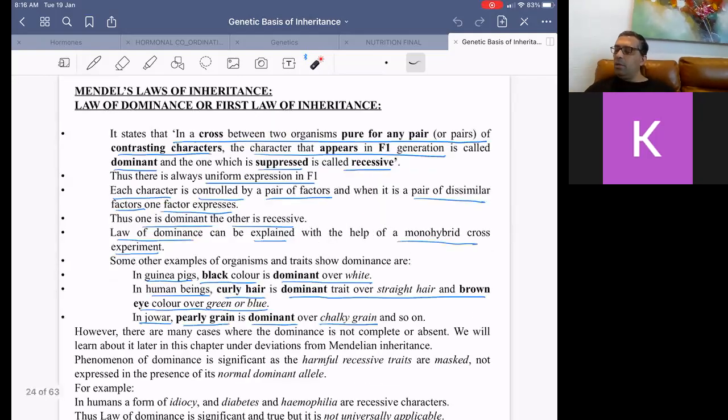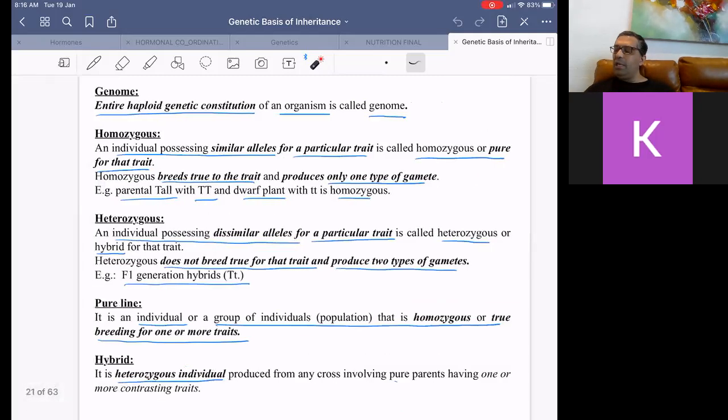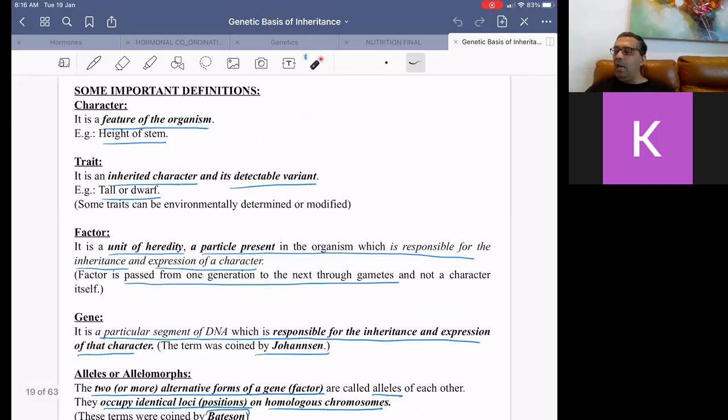And then certain definitions and terms were given by Mendel. What is a character? It is a feature of the organism. For example, height. Height is called as a character. And then trait. It is an inherited character with its detectable variant.